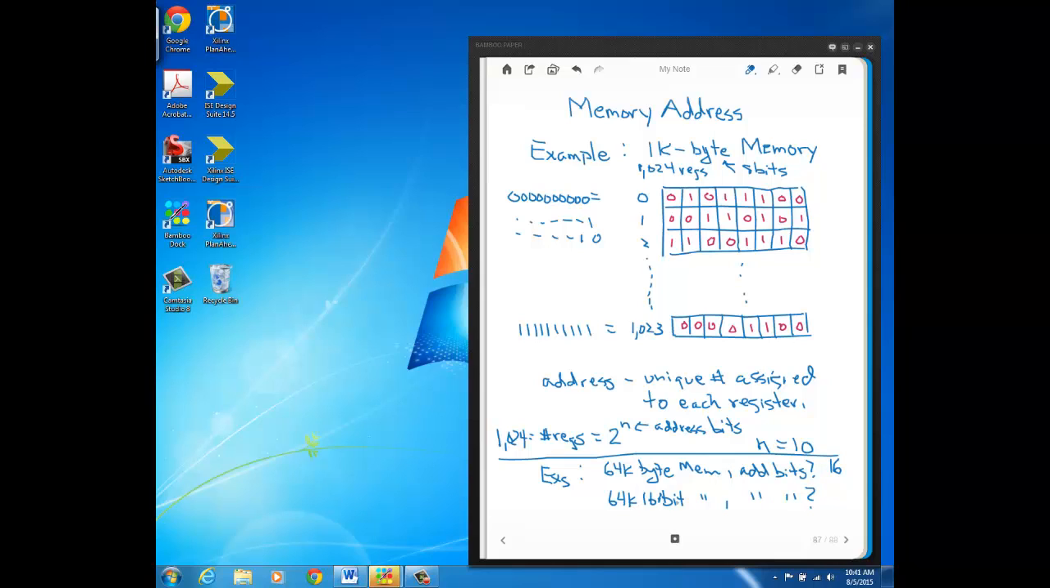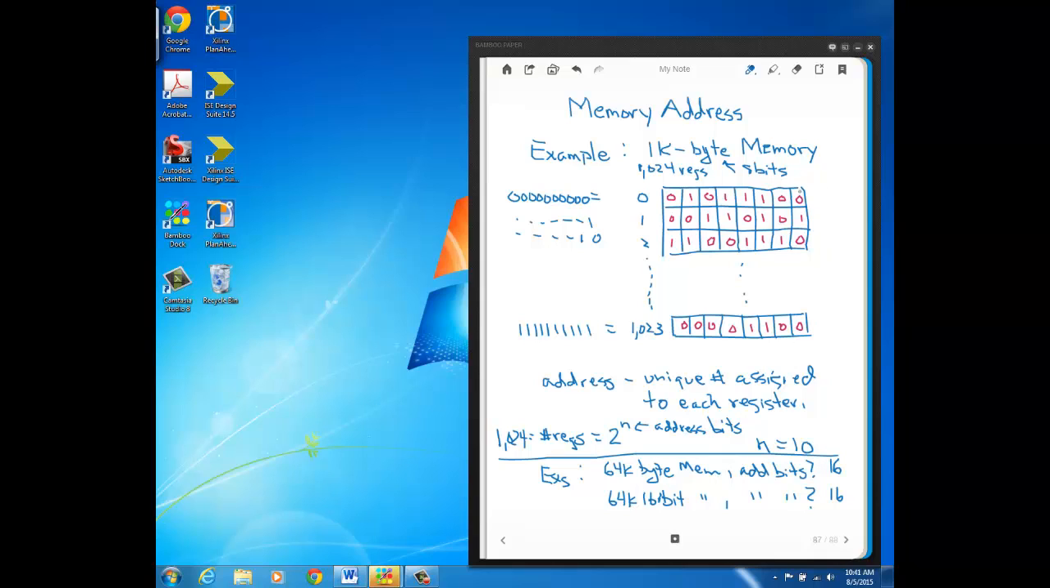Okay, and this is tricky because sometimes people are fooled into thinking that since this is 16 bits and prior we had 8 bits, somehow the answer is different. But you see, it would still be 16 because addresses have to do with the number of registers. It has nothing to do with the number of bits that each register is storing.